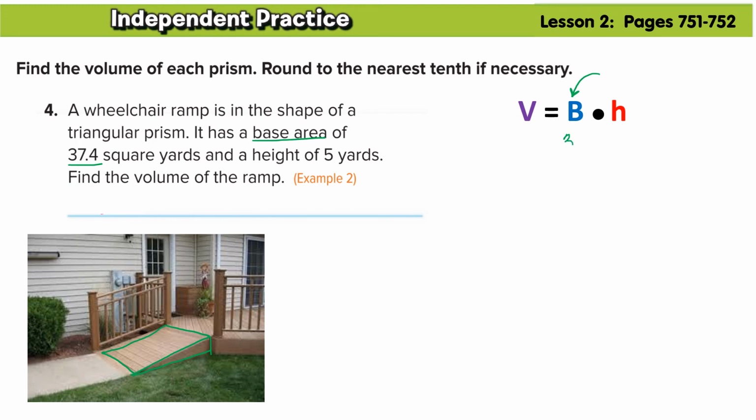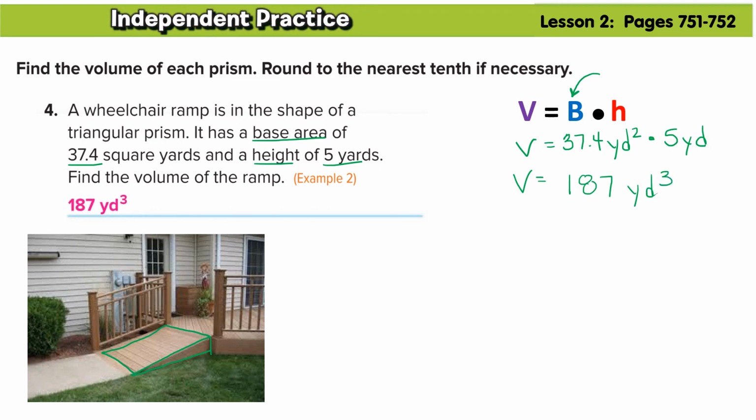So I can write 37.4 yards squared right there. And they say that it has a height of 5 yards. So I can multiply this times 5 yards. And that is going to give us the volume. So now we can multiply. So we have volume, and we're going to multiply 37.4 times 5, and we get 187 yards cubed.